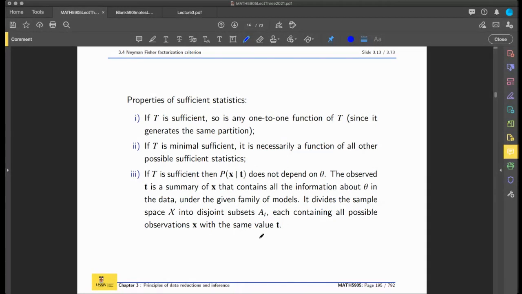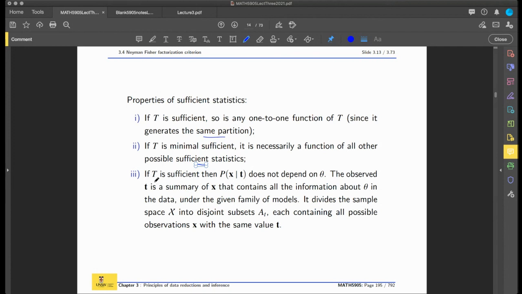So let's recap some of the key properties we have of these sufficient statistics. If t is sufficient, then any one-to-one function of t is also sufficient. We've just proved that, since it generates the same partition. If t is minimal sufficient, it is a function of all other possible sufficient statistics. Again, we just showed that. And the key thing is that if t is sufficient, then this conditional probability does not depend on theta.